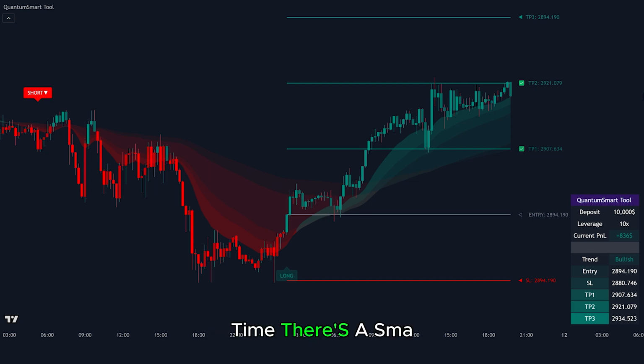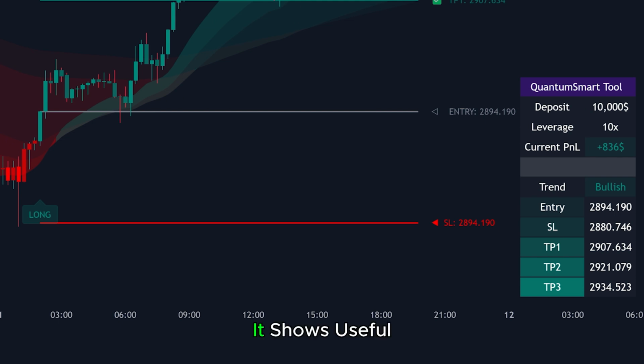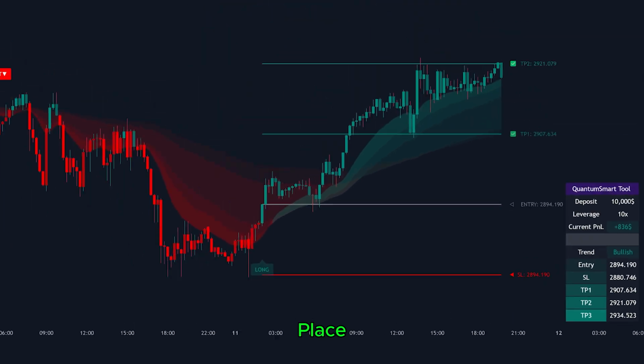At the same time, there's a small dashboard on the chart. It shows useful information like your entry, stop loss, take profit targets, your profit or loss, and your leverage. It updates automatically whenever a new trade signal appears. All of these features work together to help you trade with more confidence. You can see the trend, the signal, and the trade plan, all in one place.